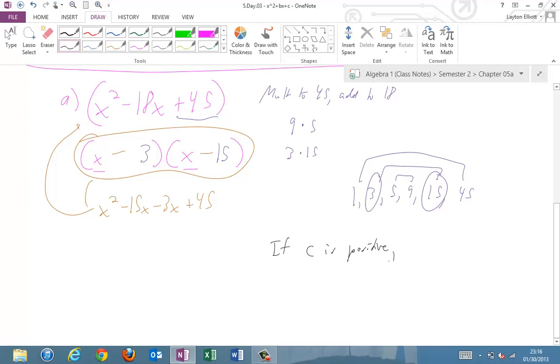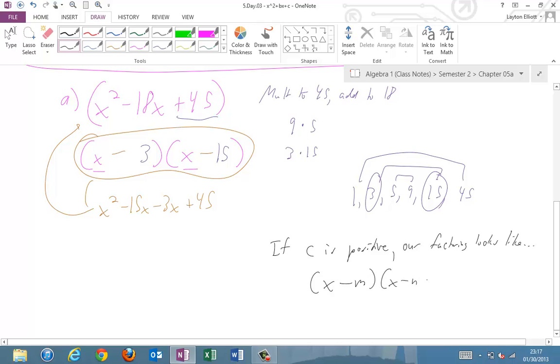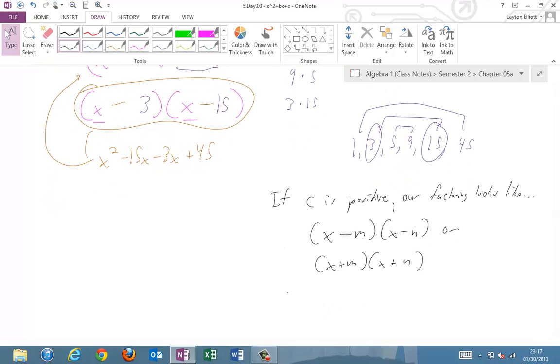If C is positive, our factoring looks like x minus m times x minus n, or it's going to look like x plus m, x plus n. They're going to be the same sign because those last two have to multiply to become a positive number. Okay.